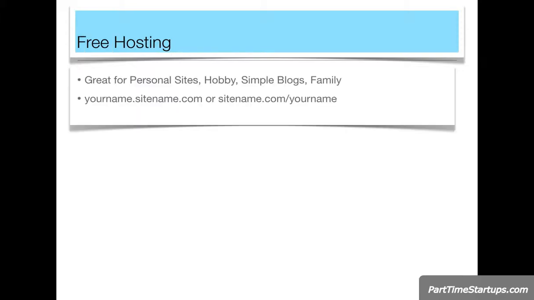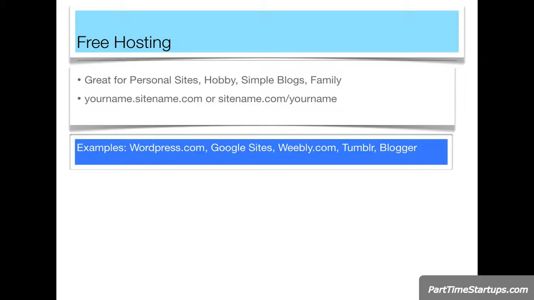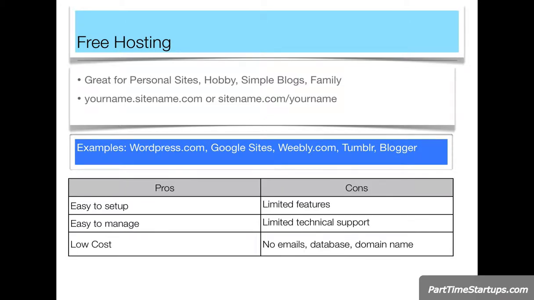In the free hosting, it's great for personal sites or hobby, simple blog sites, or family portfolios or pictures. So you can get domain names like yourname.sitename.com or sitename.com/yourname. In this case, the site name can be any of these examples like Google Sites or WordPress, Weebly, Tumblr, Blogger.com.